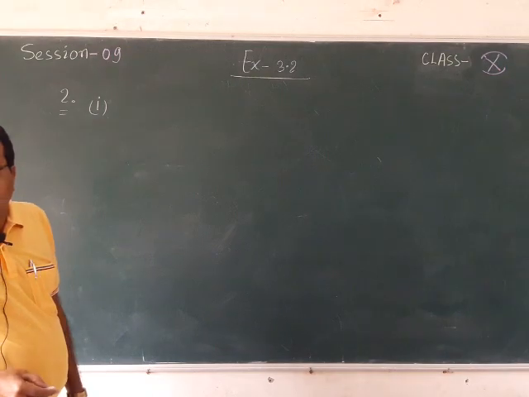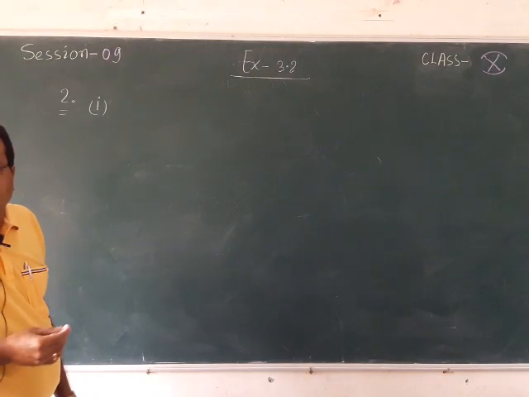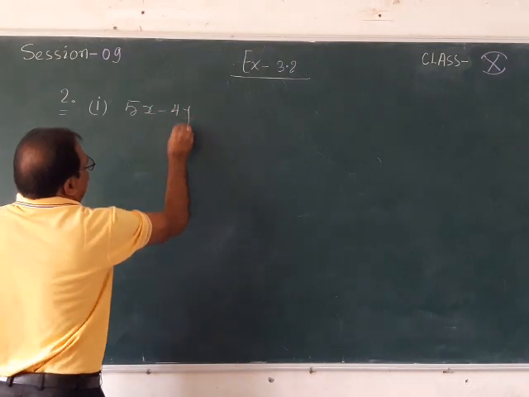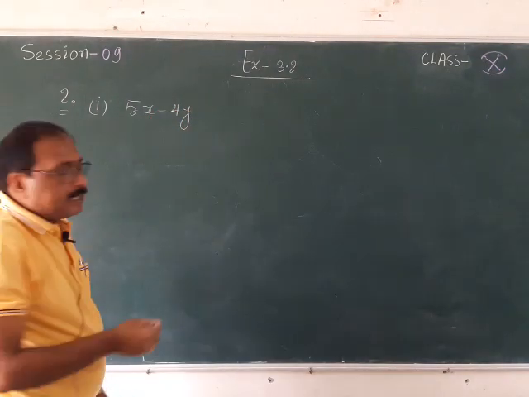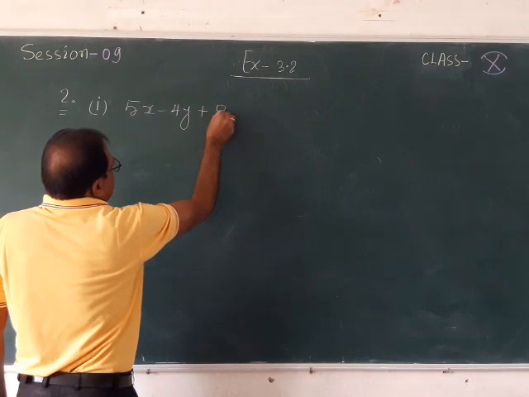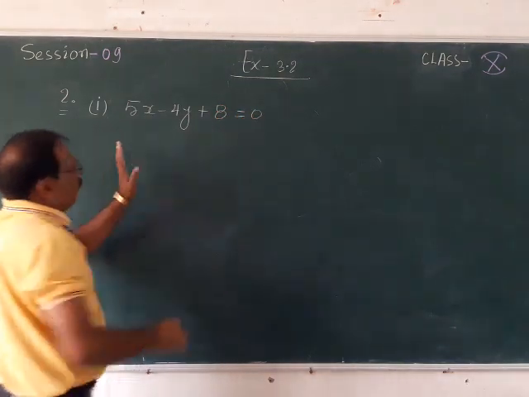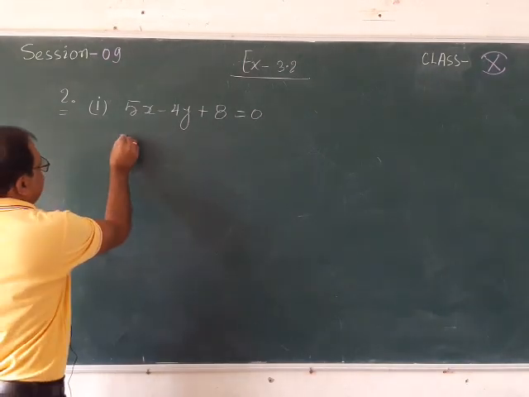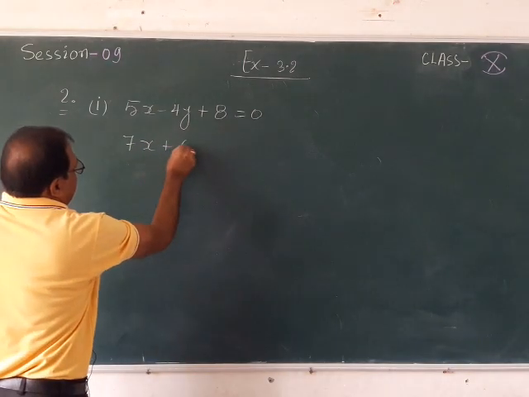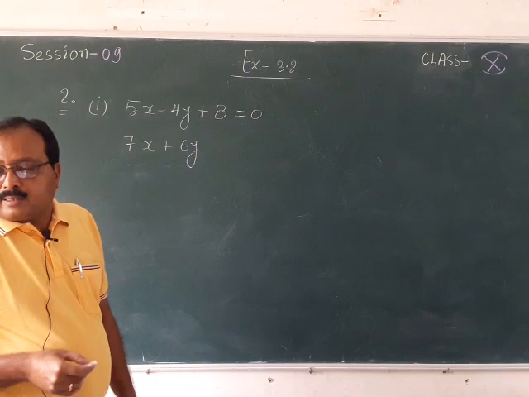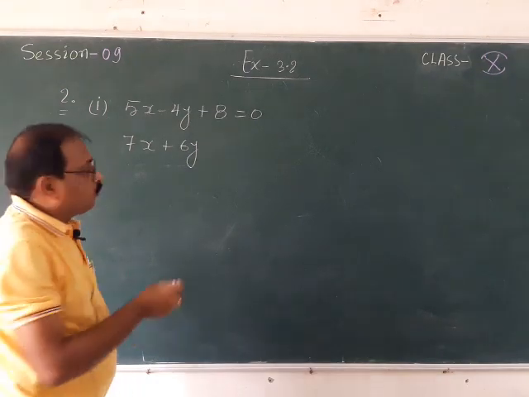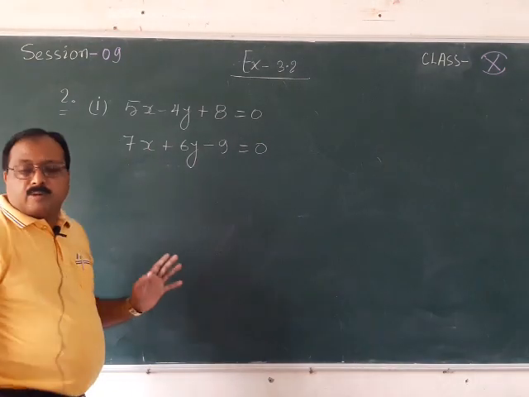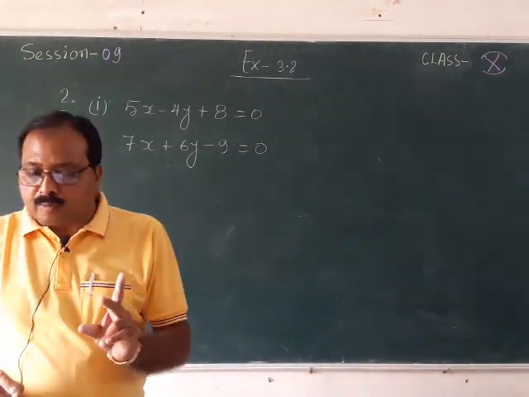So the first question is 5x minus 4y plus 8 equal to 0. This is your first equation. And the second equation is 7x plus 6y minus 9 equal to 0. This is question number 2.1 of your NCERT book.